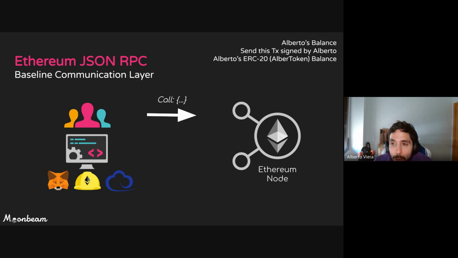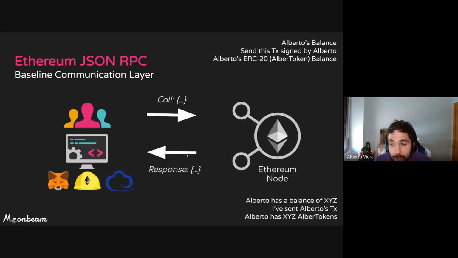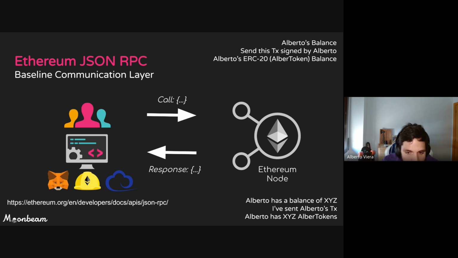Or if it's only a read operation, like knowing a balance or knowing an ERC 20 token balance, the node will basically provide a response with another JSON payload that the tool can interpret and say, okay, you have this balance, or you have this and that, basically, okay? If you want to see more about this, you can check this URL. This is basically the Ethereum JSON RPC spec. And this is Moonbeam's Bible, let's say, okay?